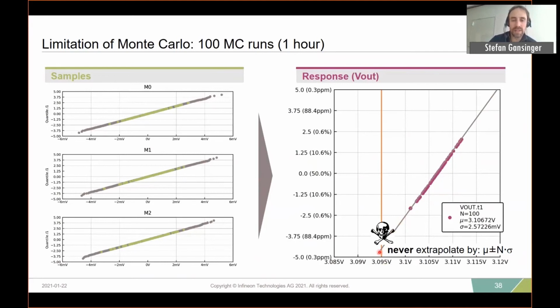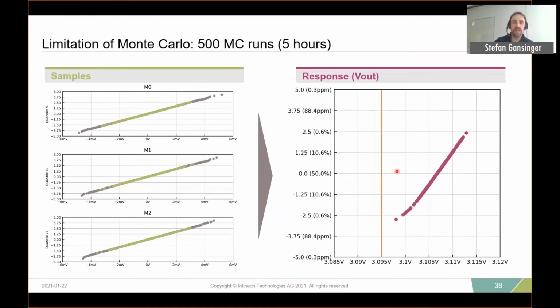So people say, let's take the mean and add, I don't know, 5 sigma to it, and let's see what the value is. Never do this, because you will never know how the circuit will behave when you do more Monte Carlo simulations. What happens for this circuit, I can show you. So let's say we increase the number of runs to 500. So we are already simulating now 5 times.